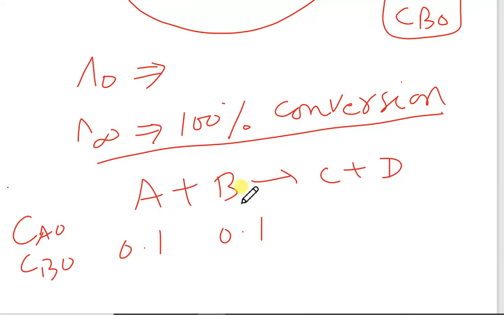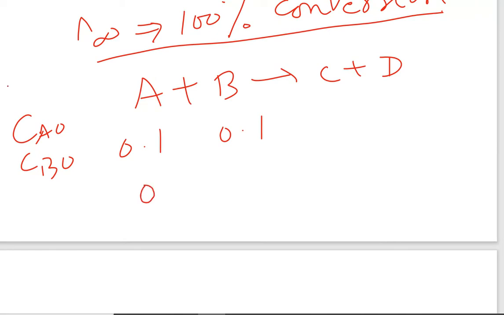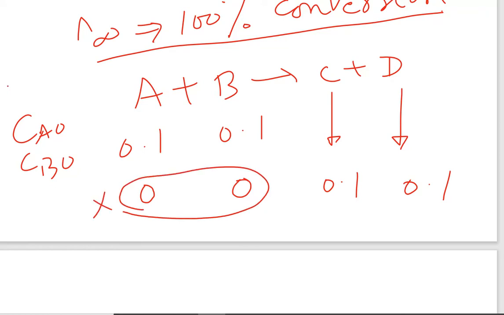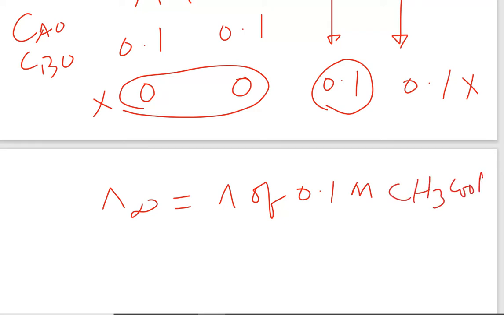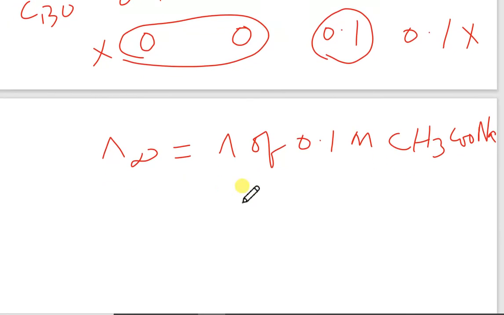Initial concentration after mixing. At 100% conversion, you will have this one 0, this one 0, sodium acetate 0.1, ethanol 0.1. So you have 0.1 molar sodium acetate. Ethanol doesn't have any conductivity. So in this case, lambda infinity will be the conductivity of 0.1 molar sodium acetate. You have the correlation of sodium acetate conductivity with concentration and temperature. You can put it in and you get lambda infinity.